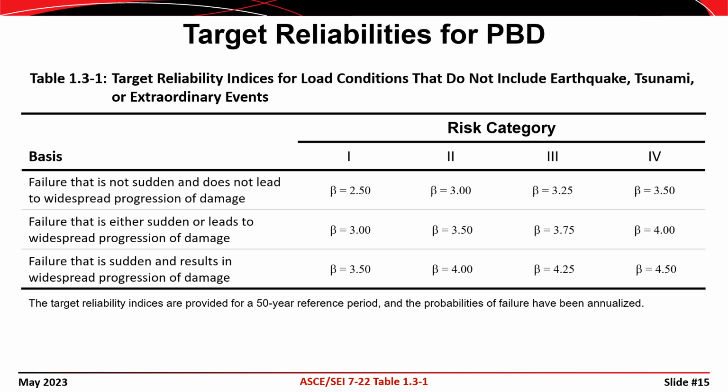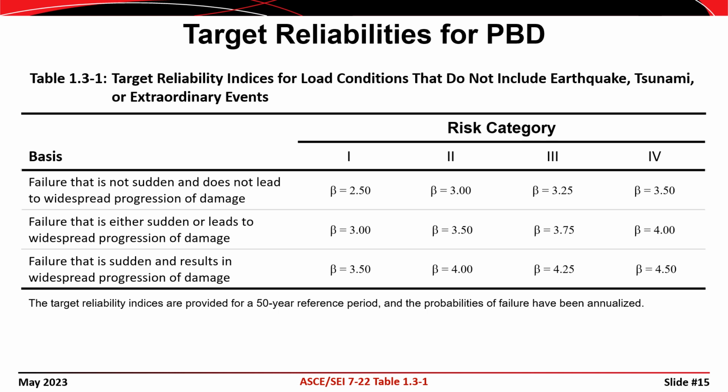So what's shown here on the left are different types of failures that you might expect or might guard against in the design of the structure. On the first line, you have a failure that is not sudden and does not lead to widespread damage. On the second line, you have a failure that's either sudden or leads to widespread damage in the structure. And then in the third row, you have a failure that is sudden and results in widespread collapse. So the idea there is that you go from the most desirable type of failure, the one with the lowest consequences, down to the third row where you have the least desirable type of failure, one where you have no warning and it's going to cause almost a total collapse of the structure.